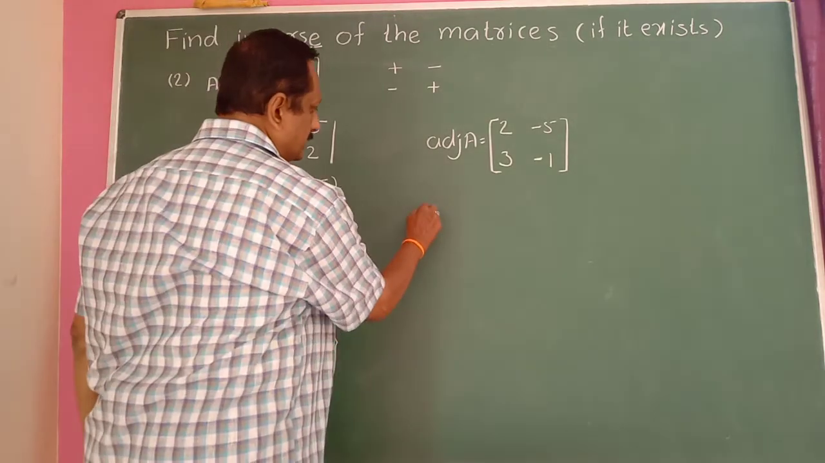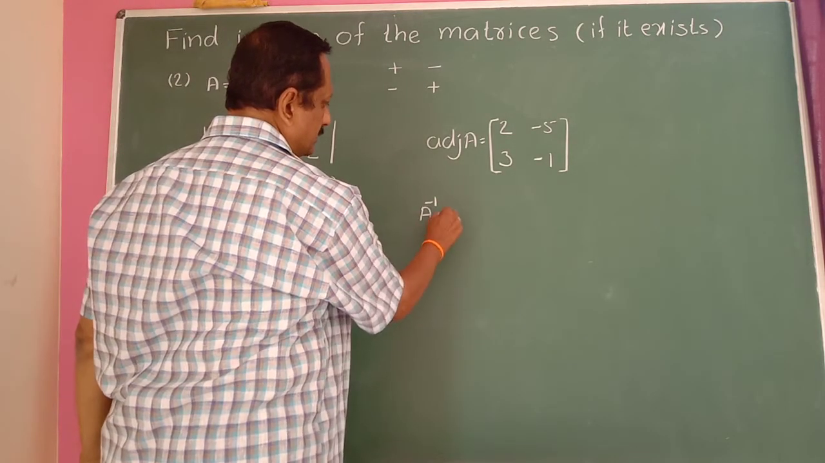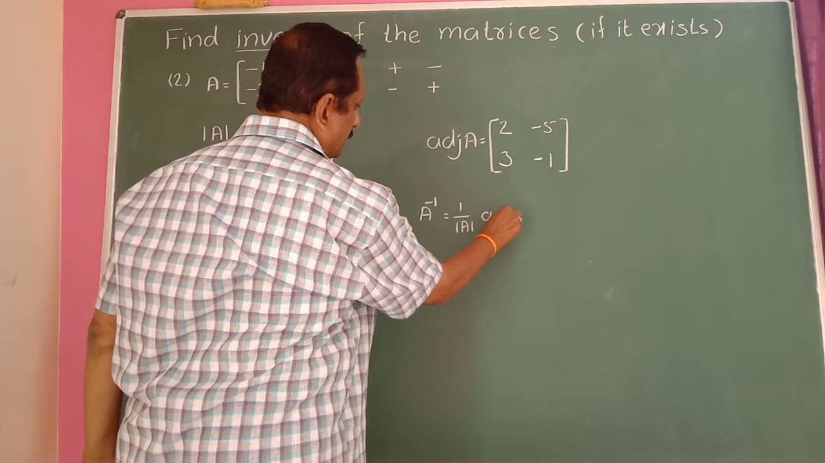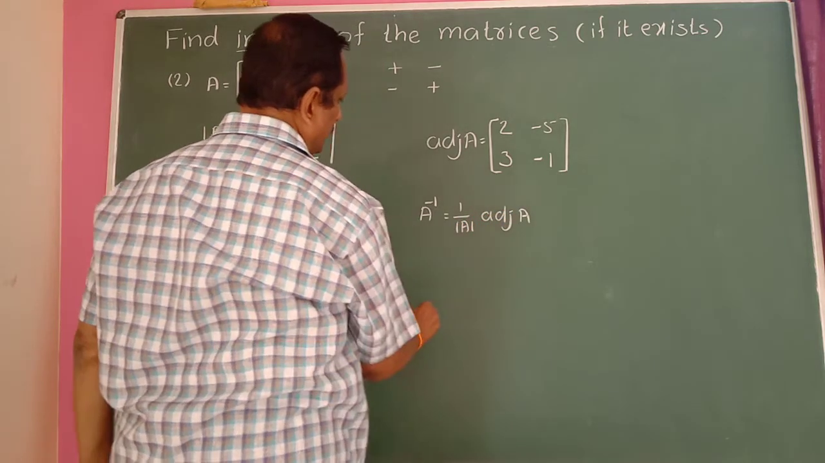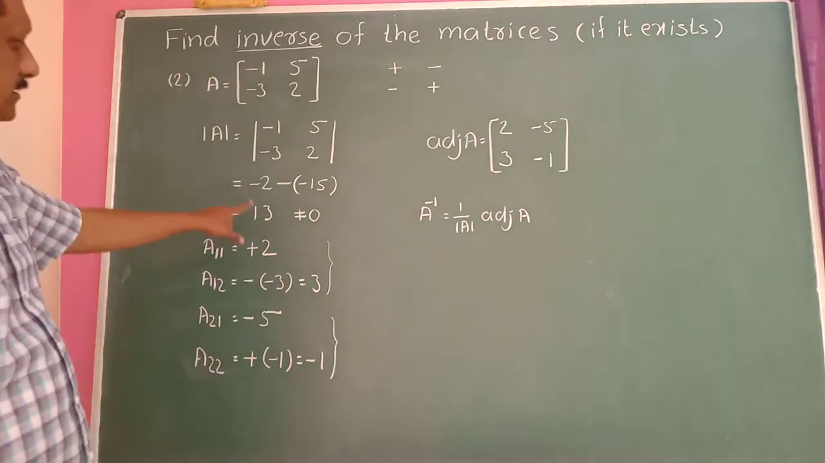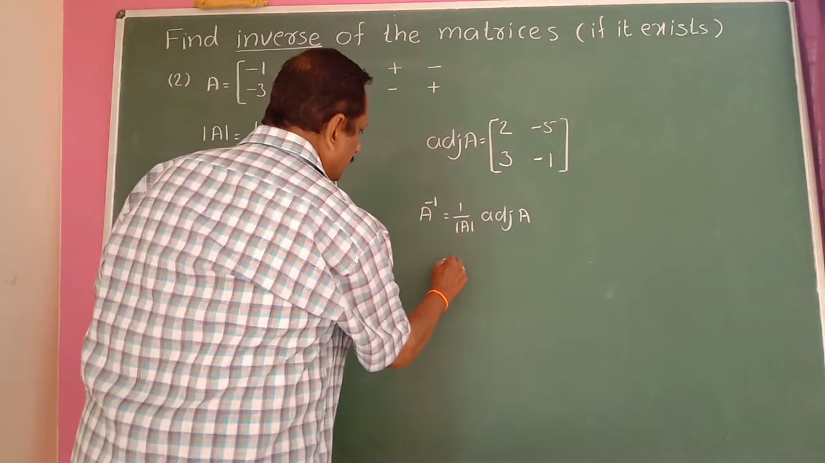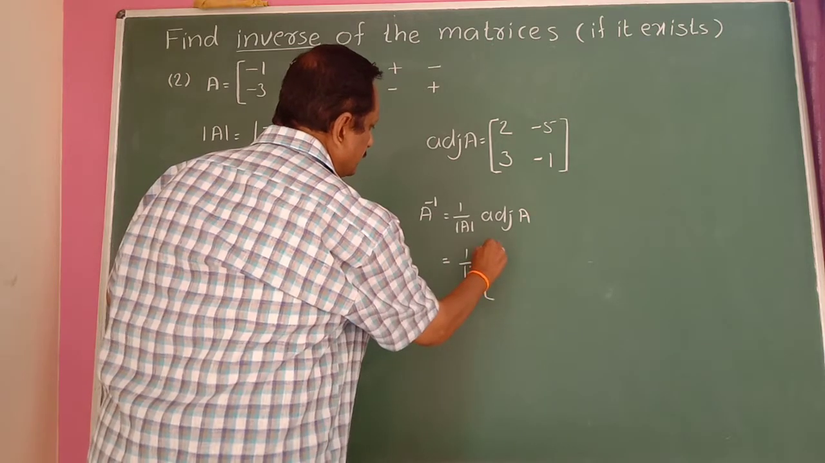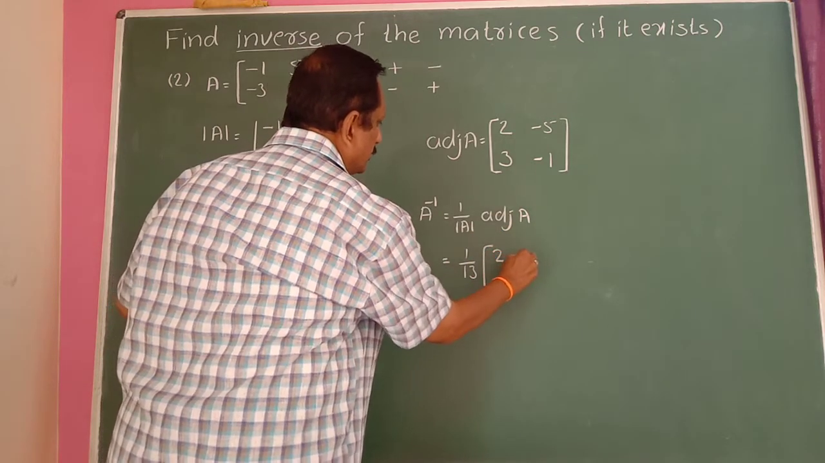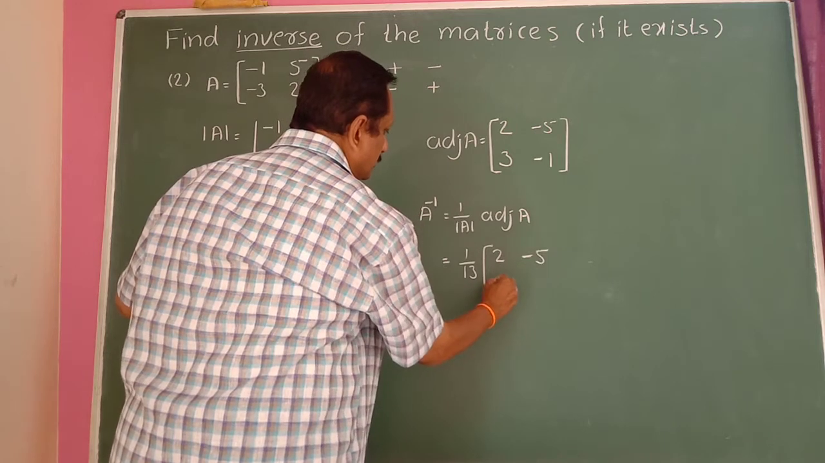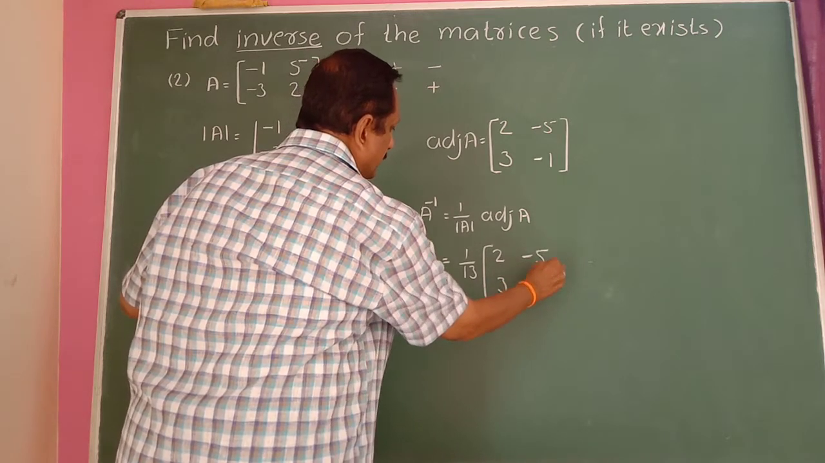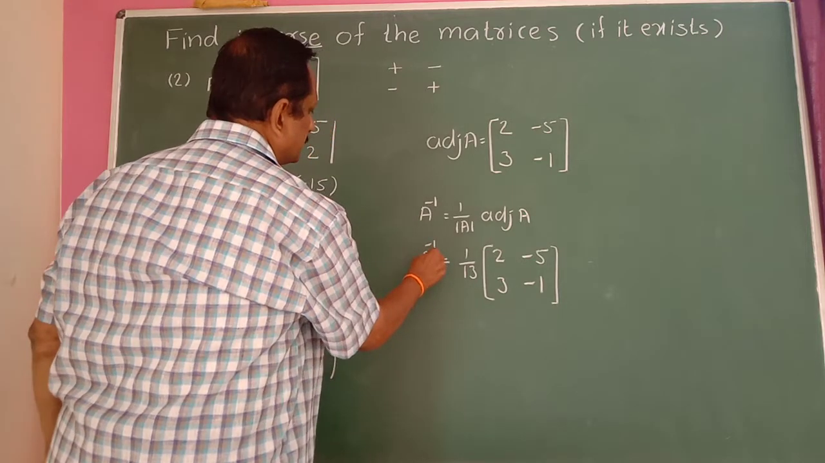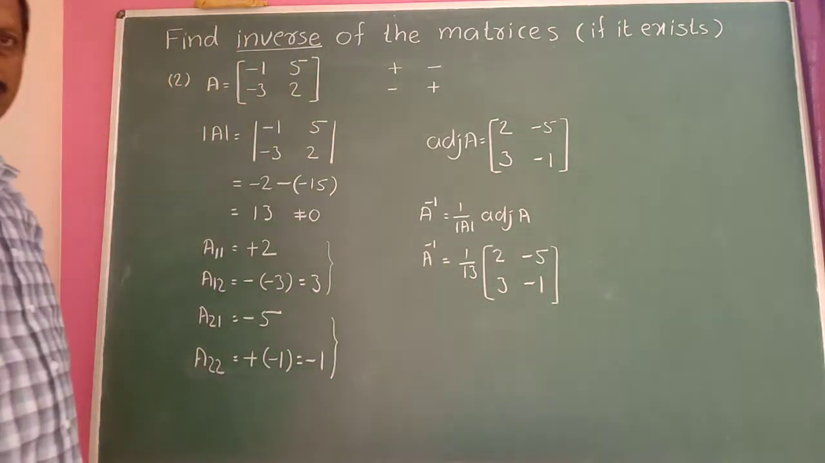Therefore you have to find A inverse here. A inverse is 1 divided by determinant of A into adjoint of A. This is a formula. Determinant of A value is 13 here. So this is equal to 1 divided by 13 into the adjoint of the matrix, which is 2 minus 5, 3 minus 1 here. So this is the inverse of the given matrix.